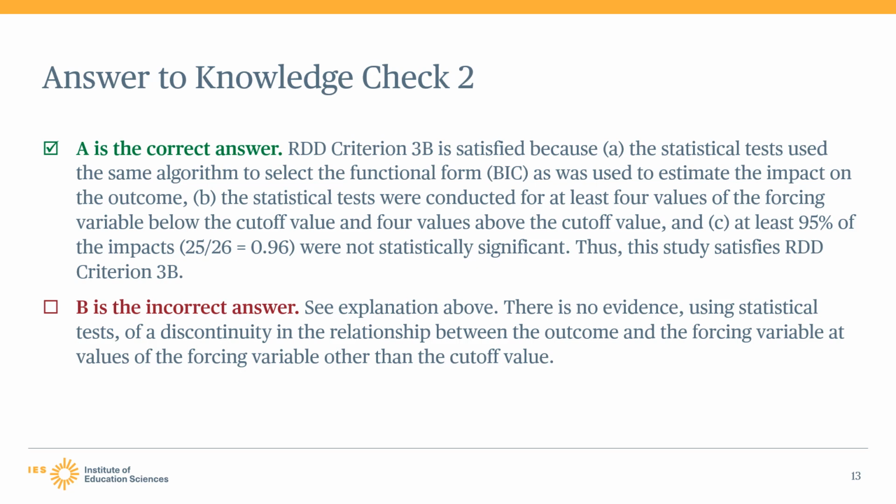The correct answer is A. Based on the information provided, RDD Criterion 3B is satisfied because the statistical tests used to assess continuity use the same BIC algorithm for selecting the functional form as was used to estimate the impact on the outcome, and these statistical tests were conducted for at least 4 values of the forcing variable below the cutoff and 4 values above the cutoff, and finally, because at least 95% or 25 out of the 26 of those impacts were not statistically significant. Thus, this study would satisfy RDD Criterion 3B.